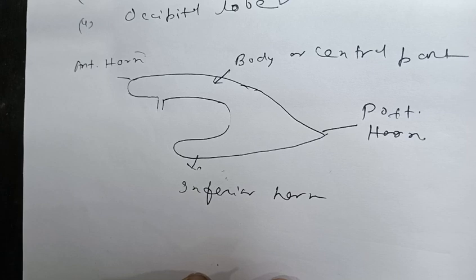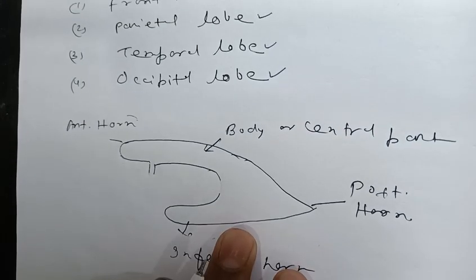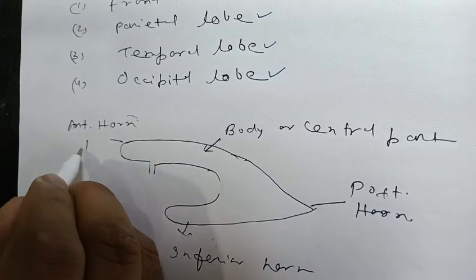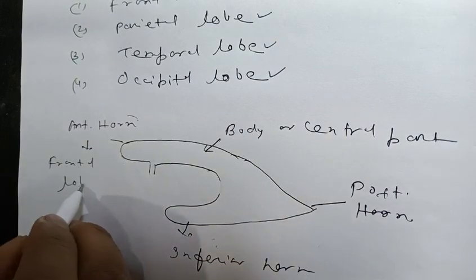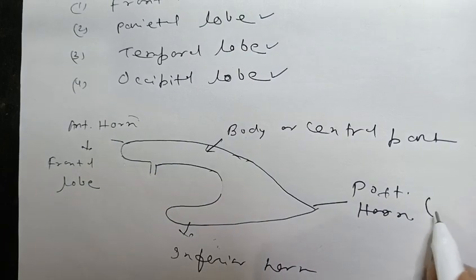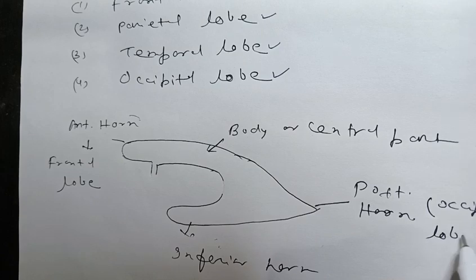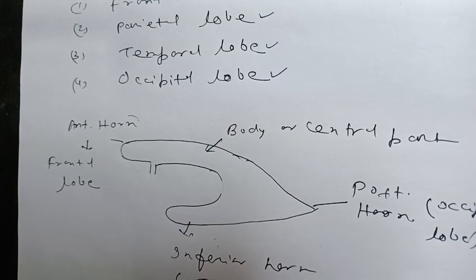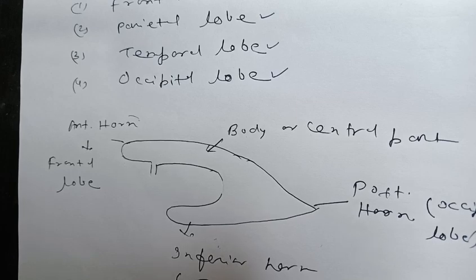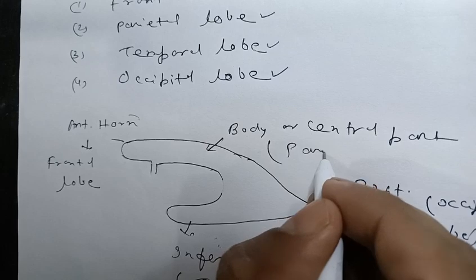And these horns are situated in different lobes of the brain. Suppose this is the anterior horn. This is located in the frontal lobe. The posterior horn is located in the occipital lobe. And the inferior horn is located in the temporal lobe, and the body is located in the parietal lobe.